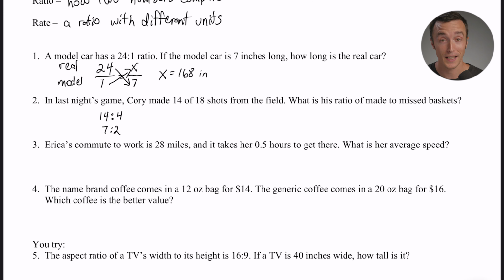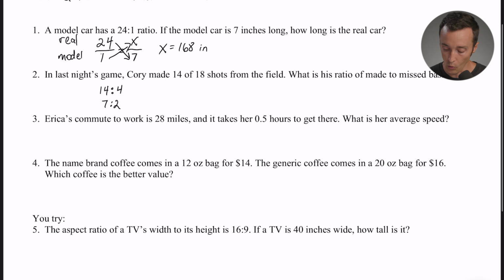Now let's look at this in context with a rate, a problem that is a ratio of numbers with different units. So it says Erica's commute to work is 28 miles, and it takes her 0.5 hours to get there. What is her average speed? Speed, at least in a math and science class, is one of the most classic examples of a rate. Okay, so it's a rate of change of distance over time. And in fact, that's the formula for it. So if we're talking about speed, we can take the distance traveled divided by the amount of time that it took us to travel that far, and that'll give us our speed. And of course, that's what it's looking for here.